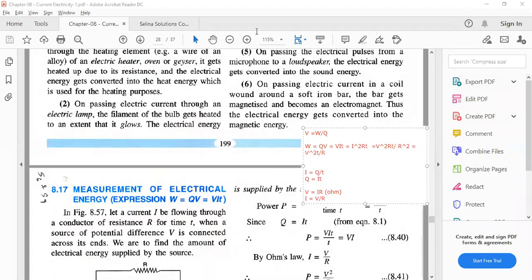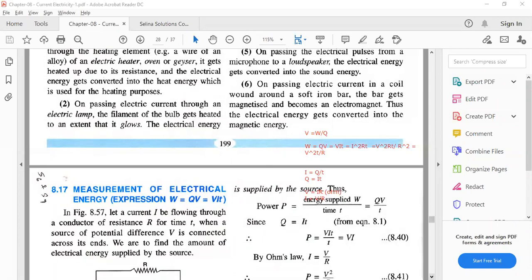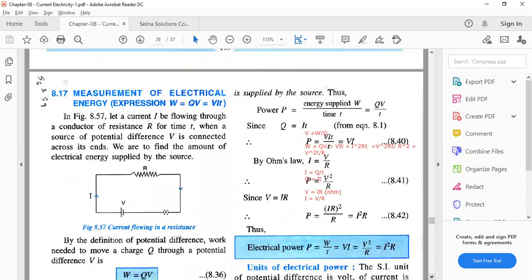समझा क्या? Yes, yes, ma'am. ओके, so let's see. मैं अभी यहाँ लिख रही थी, let's see.